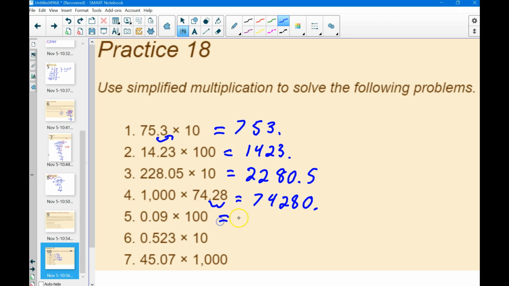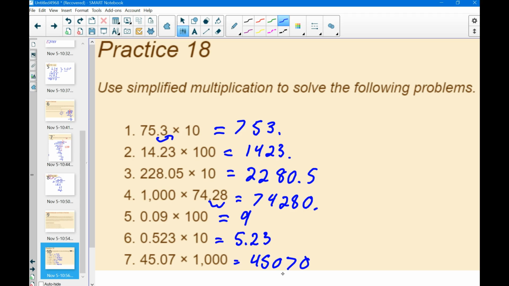Down here the answer is simple. It's going to be 9. Here's going to be 5.23. And here is going to be 40.507. So basically they're pretty simple, just move the decimal places by the number of zeros you have when multiplying. And the other source of error that I sometimes see is people moving the decimal the wrong way.